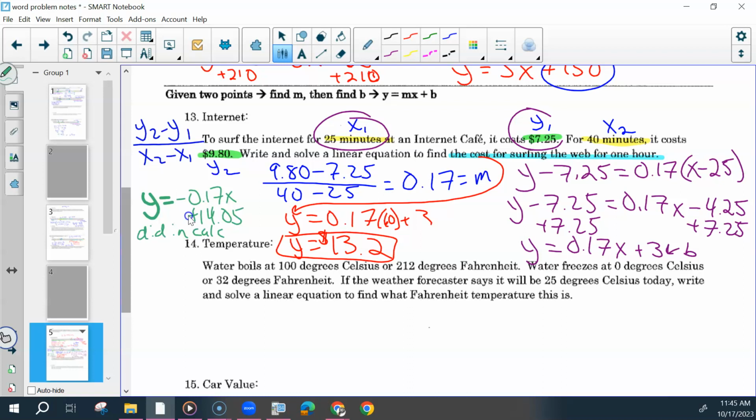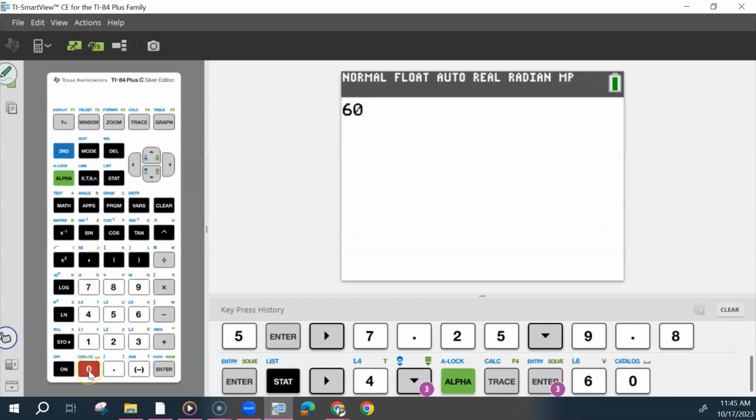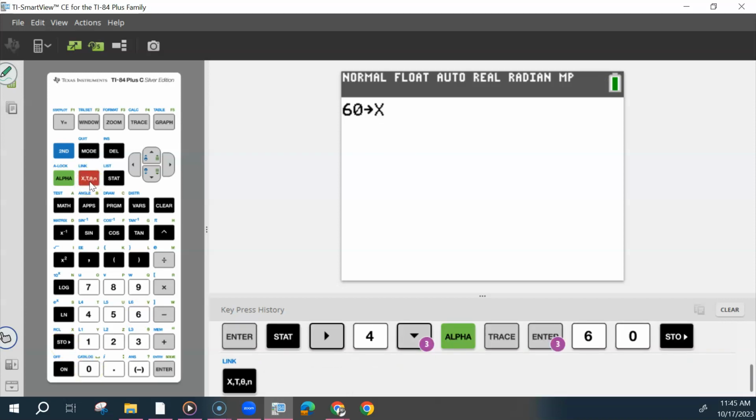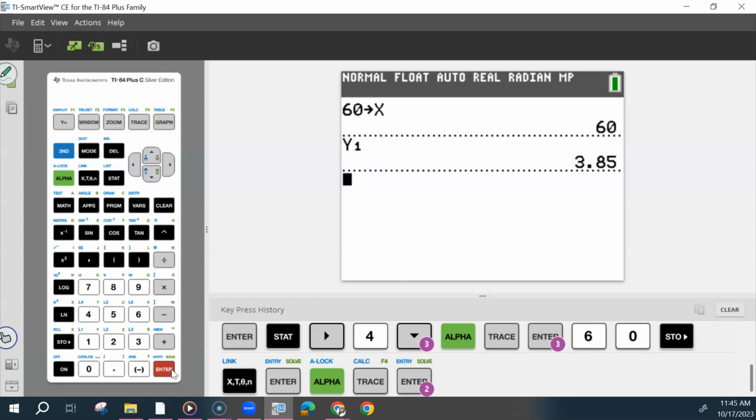Now, we still have to do one last thing to find the final answer. You can either put 60 in as we did and show that work, or store 60 for x, so 60, STO, x, enter, and then grab it, alpha, trace, enter twice, and it would tell you what that answer is.